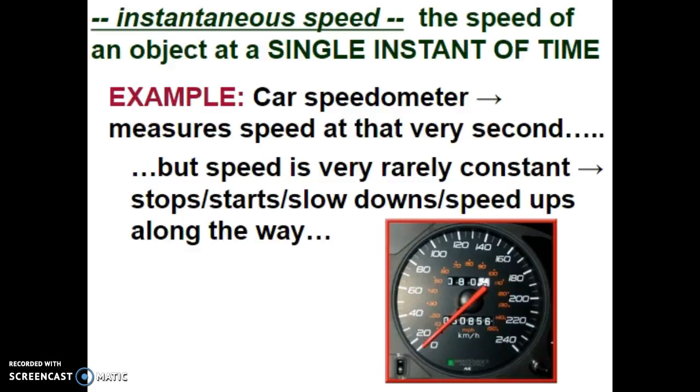However, speed is rarely constant. In your daily travels, going from point A, your house, to point B, school, you will not be able to travel at the same speed. You'll probably have a stop sign or a yield sign, or maybe you'll have to slow down for traffic.